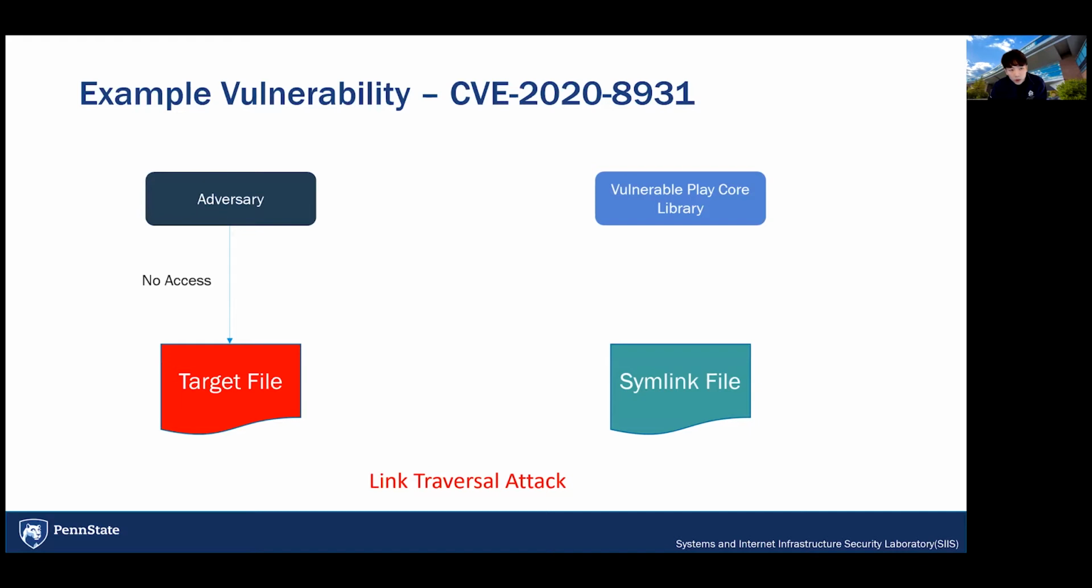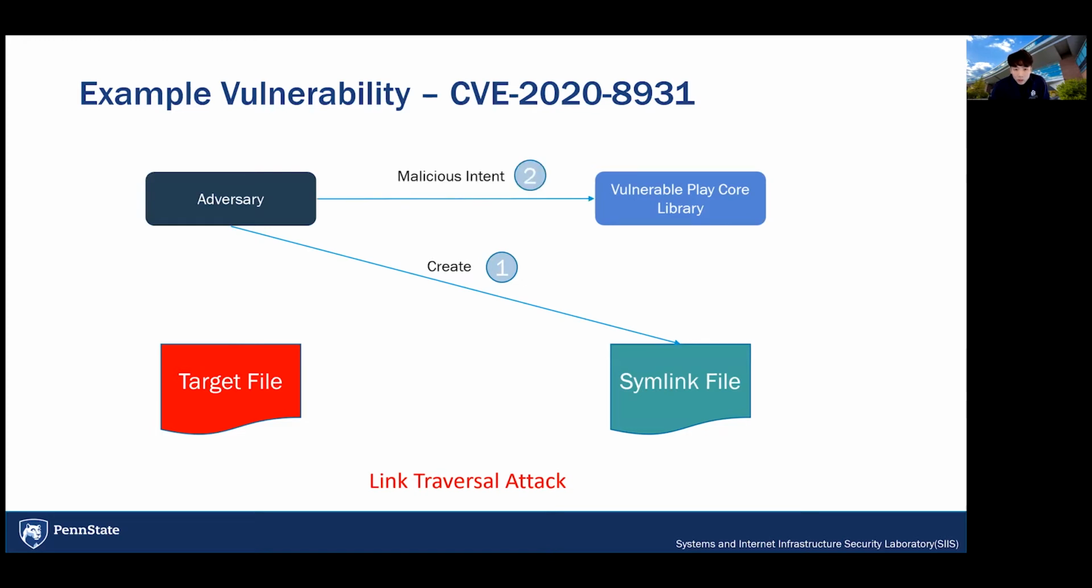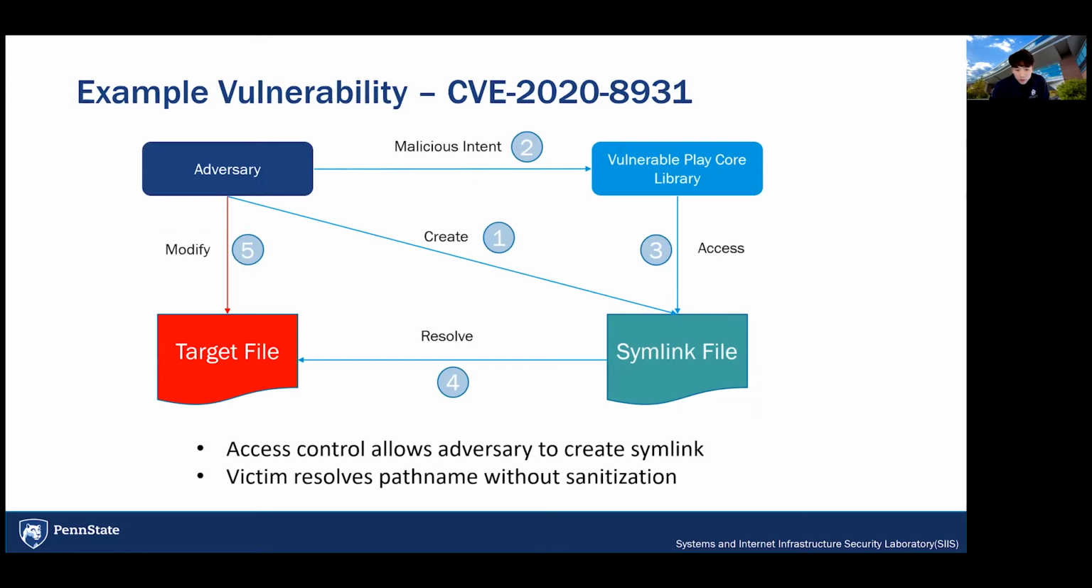So here we give an example of a vulnerability. At first, the adversary has no access to the target file. Then it plants a symlink in a directory that it has write access to. Then the adversary sends a malicious intent to a vulnerable component, which accesses the symlink file and resolves the symlink to the target file, which leads to an unwanted modification of the target file. We call this a link traversal attack.